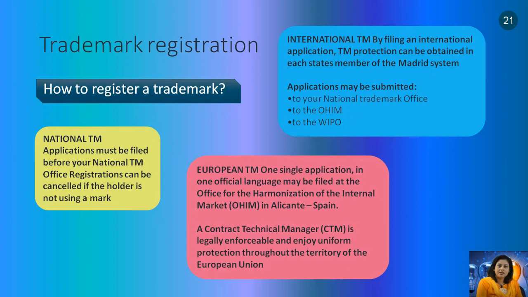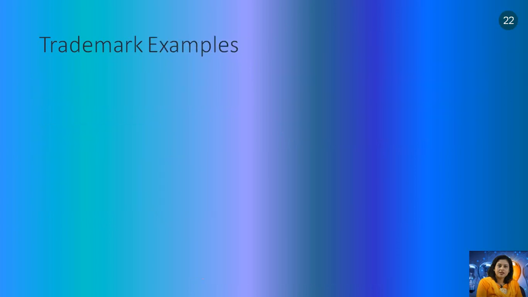For international trademark, you have to fill an international application. Trademark protection can be obtained in each member state of the Madrid system designated by the applicant. Applications may be submitted to your National Trademark Office or to the OHIM or to the WIPO.